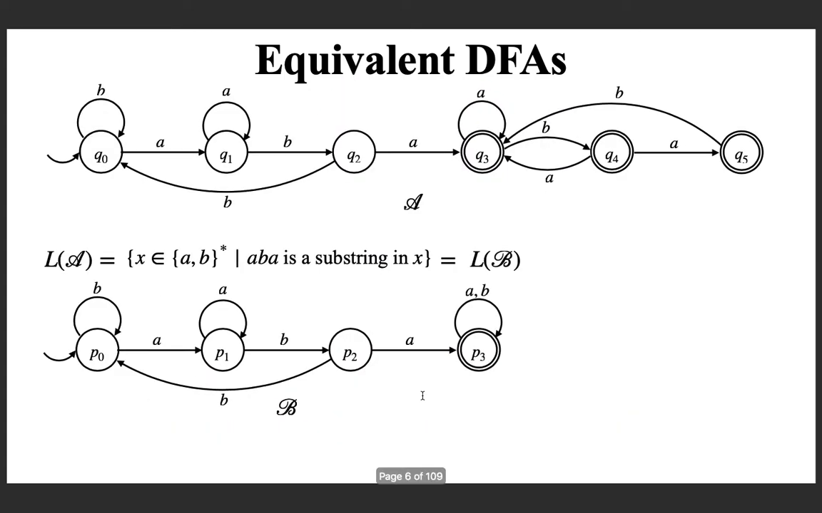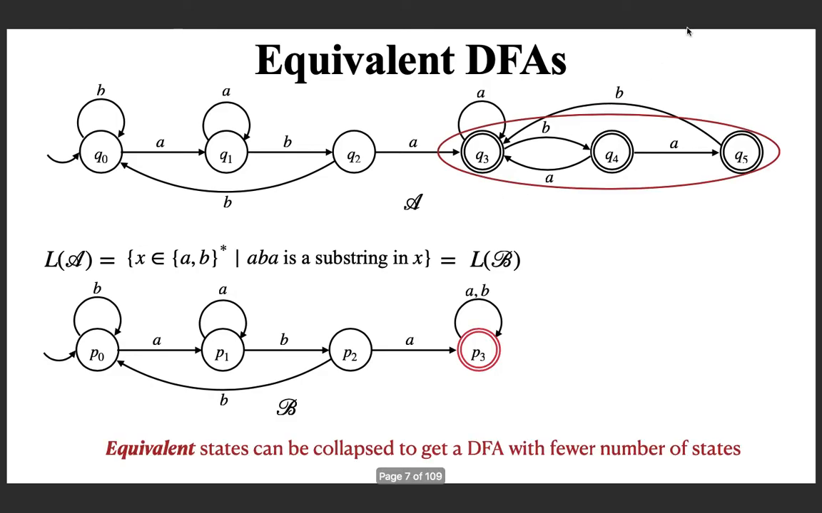Third example, A and B are equivalent DFAs, where B is the minimal state DFA. The question is, how will you obtain it? Again, you find equivalent states, these three are equivalent, merge all of them into a single one. You will get this automaton.